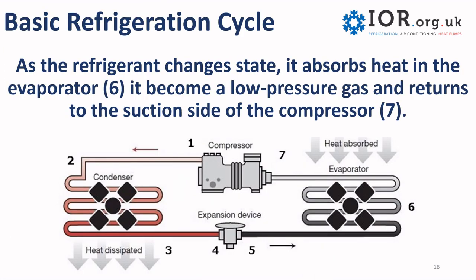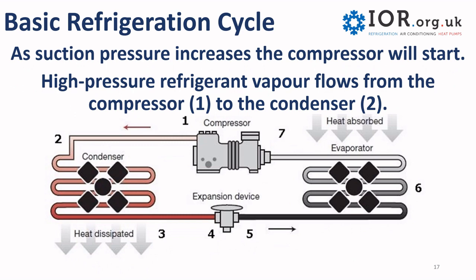So as a refrigerant changes state, it absorbs heat in the evaporator here at 6. And once again, it becomes a low pressure gas and returns to the suction side of the compressor at 7. As suction pressure increases, it will bring the compressor on and it will start. And once again, high pressure refrigerant vapor flows from the compressor to the condenser. And the cycle is repeated. Hope that makes sense.